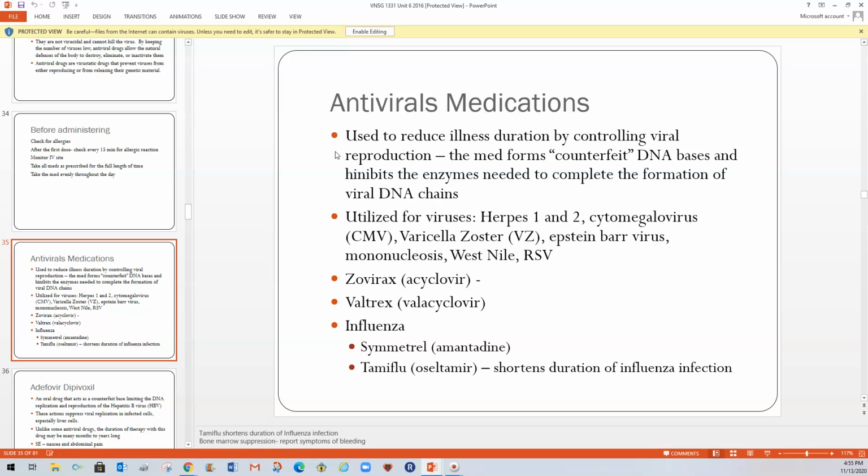The med forms counterfeit DNA bases and inhibits the enzymes needed to complete the formation of viral DNA. So we try to confuse them by creating a counterfeit DNA base, and then the virus can't complete that DNA chain. They're utilized for herpes, varicella, Epstein-Barr, mononucleosis, West Nile, RSV. The meds we use are Zovirax, Valtrex, and then for influenza, Tamiflu, etc.